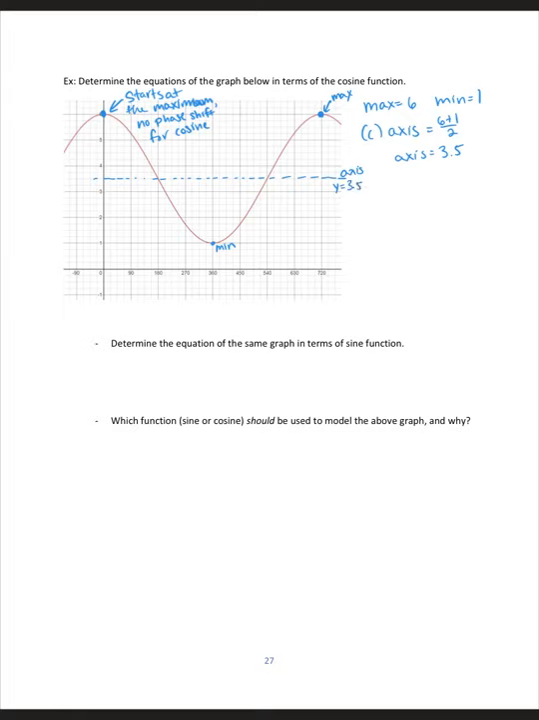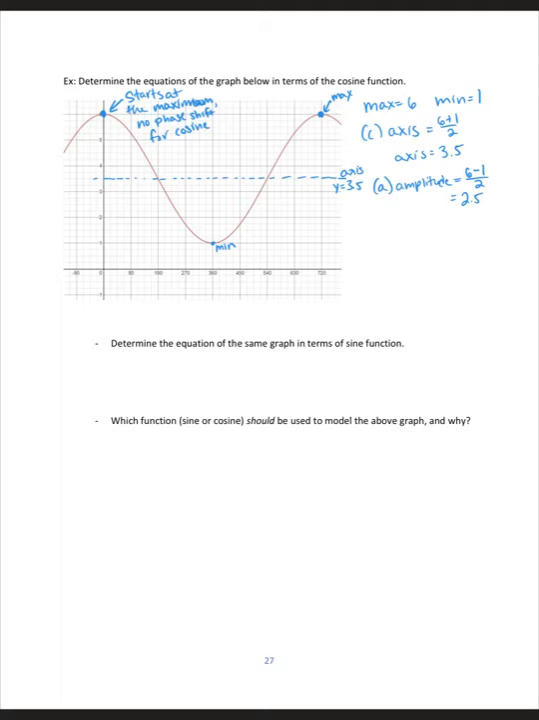Okay, the other thing we can identify with our maximum and our minimum is our amplitude, which is our a value. So our amplitude is going to be our maximum minus our minimum divided by 2, which is going to equal 2.5.